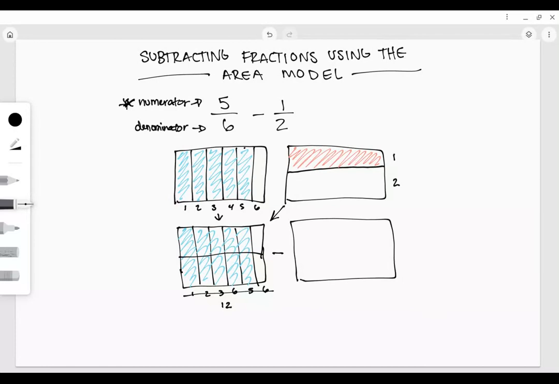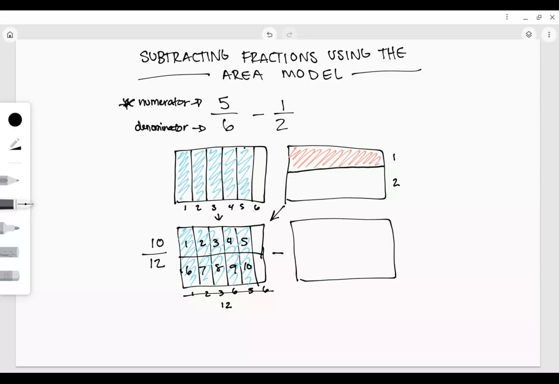And so now our new fraction would be, let's count this out, 1, 2, 3, 4, 5, 6, 7, 8, 9, 10. So our new numerator is 10 because that's how many pieces are shaded. And now we have 12 pieces altogether, which is our new denominator. That's how many pieces we broke down our rectangle into.